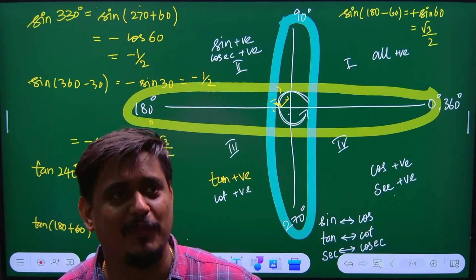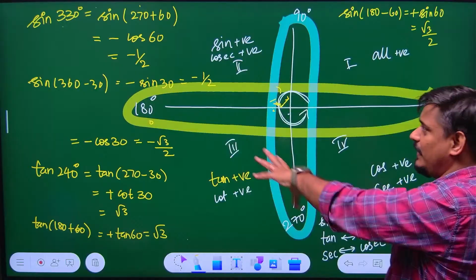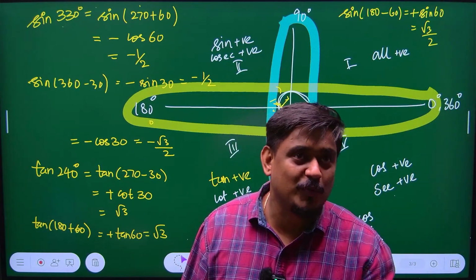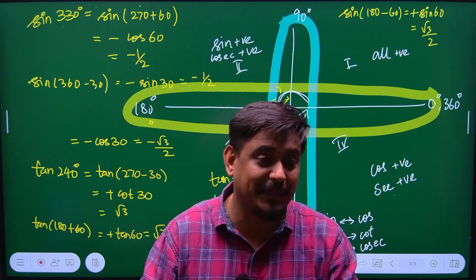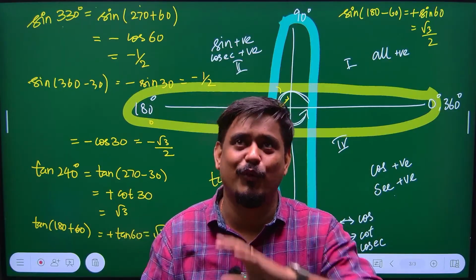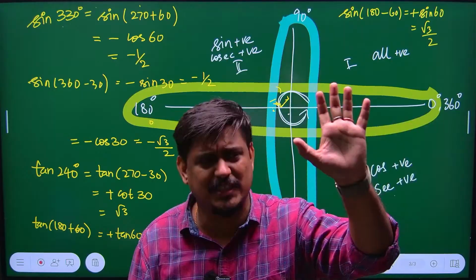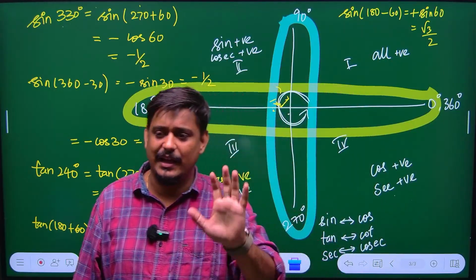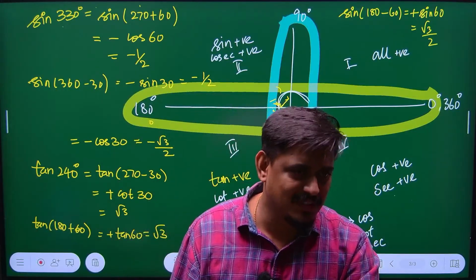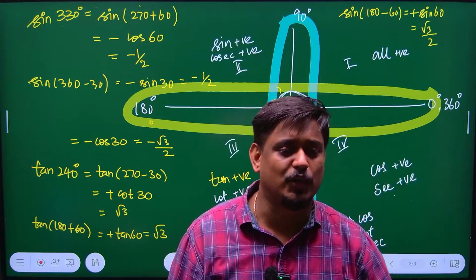Hereafter, if any allied angle comes to you, you can easily think this now. Today you are doing it because I'm instructing you, but tomorrow you should do it without even taking a pen in your hand. In your mind, the coordinate system should be there. First quadrant, all positive. Second quadrant, sine, cosec positive. Third quadrant, tan and cot positive. Fourth quadrant, cos and sec positive. Other things are negative.